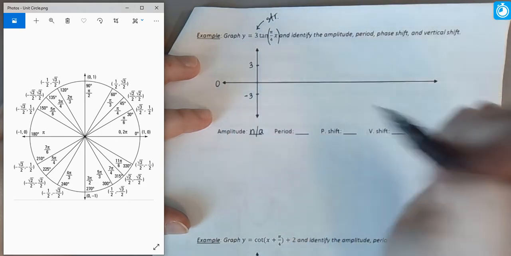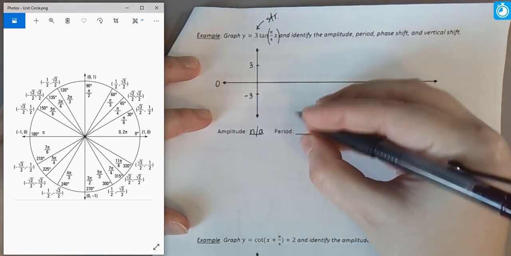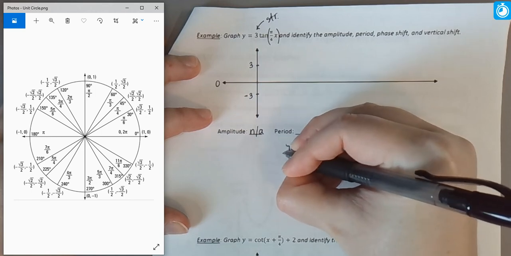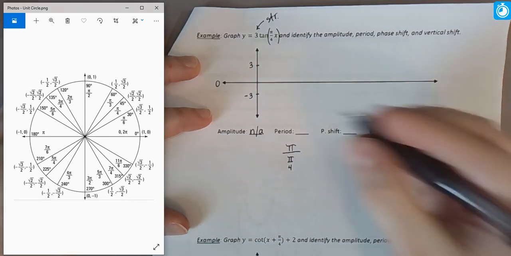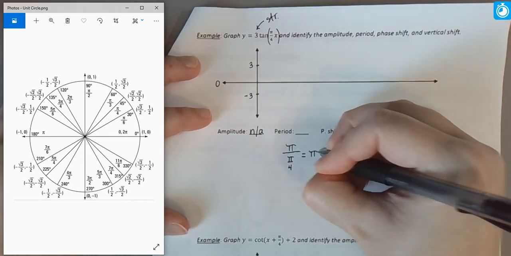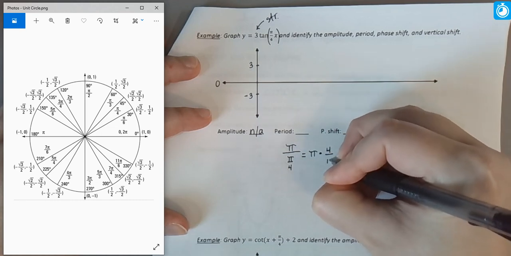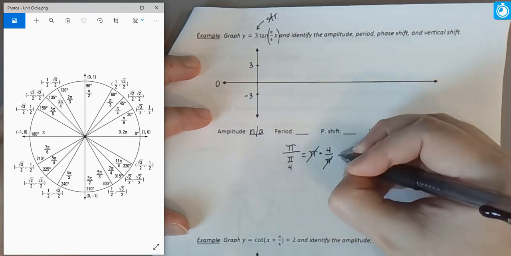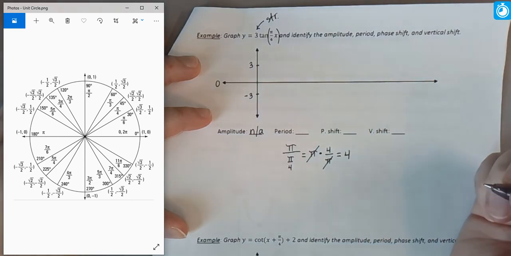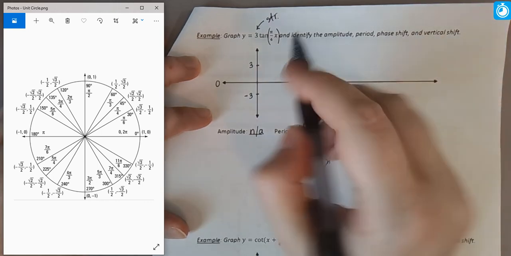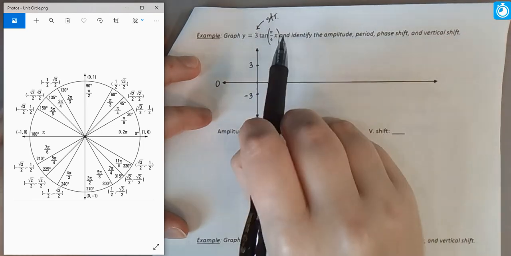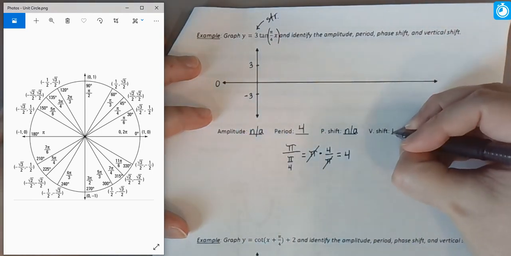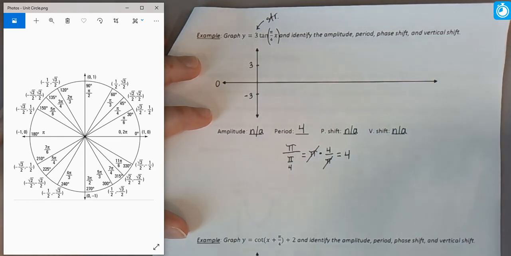So here, when we use our B, we're dividing that into our original period of pi, because tangent has a period of pi, not 2 pi. So pi divided by pi over 4, that's going to be pi times 4 over pi, and so we have that common factor that divides out, and that's going to be 4. So our period here is going to be 4. Now we're not adding or subtracting anything onto x, so there is no phase shift, and we're not adding or subtracting a term outside of the function, so there's also no vertical shift.